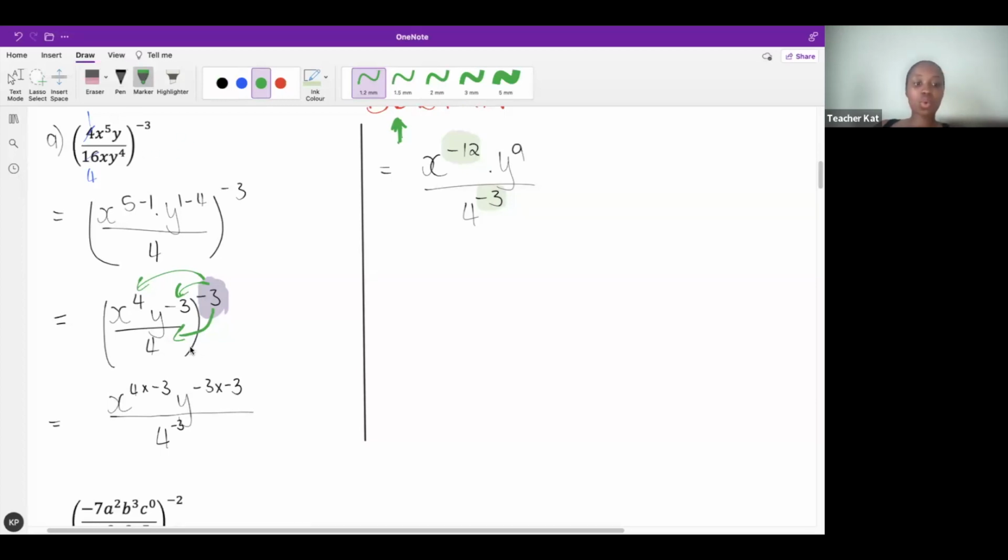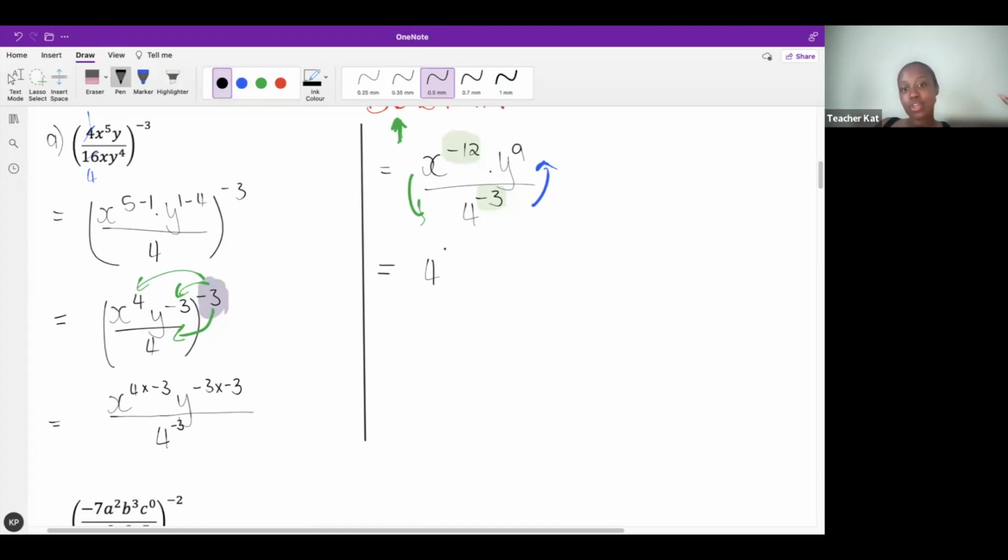Okay, be careful of saying swap. You must say we move them. Because remember, if x was the only one that had a negative exponent, we would only move the x. I'm scared of using the word swap because that means every single time we are swapping, and that's not what we're doing. So my x to the power of -12 will go to my denominator, and my 4 to the power of -3 will go to the numerator. Once they move, I have positive exponents.